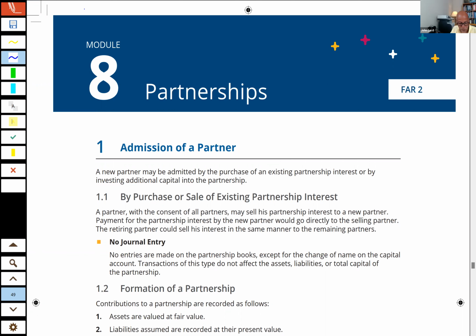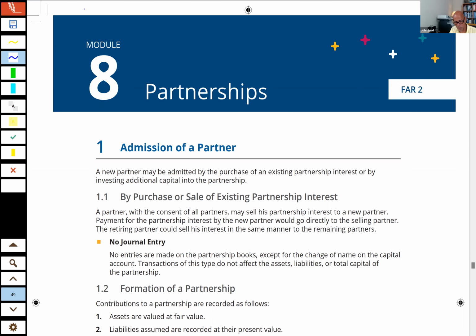We're going to take a look at these, and what we're going to see is there are three different methods that we have to know how to use for the admission of a partner and the withdrawal of a partner. For the admission of a partner, we can use the exact method, the goodwill method, or the bonus method.